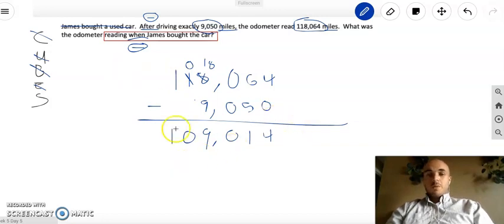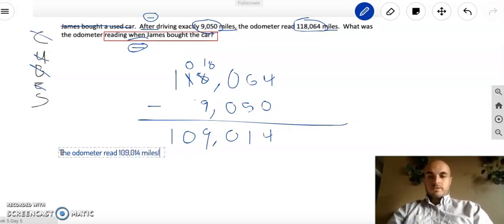So how many miles was the odometer reading when he first bought the car? The odometer read 109,014 miles. Like so. Cool.